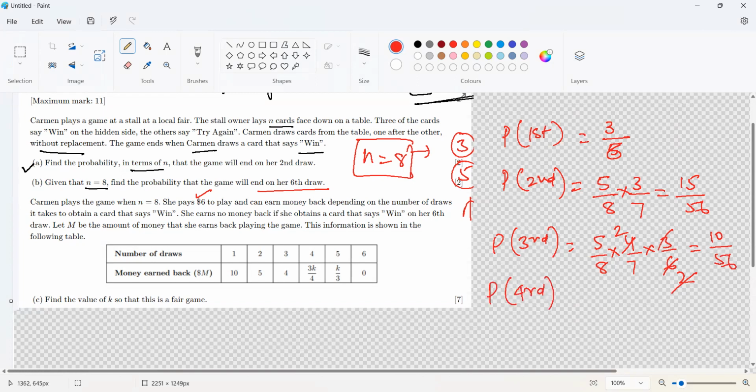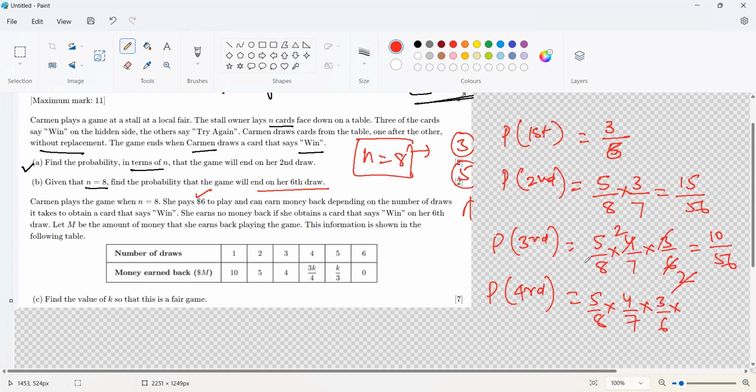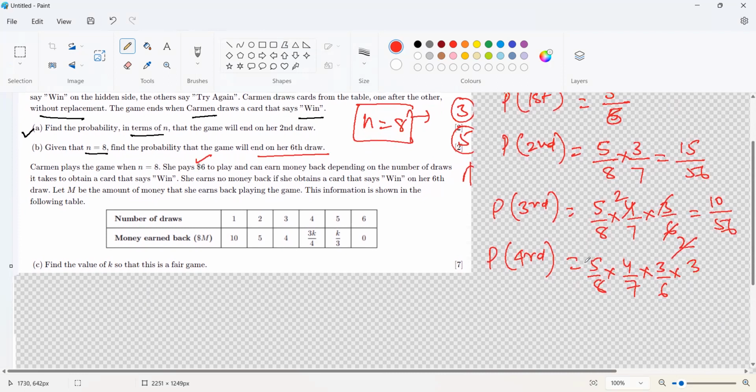Win in the fourth. So lose in the first three, which is 5 over 8, 4 over 7, 3 over 6. This is the losing in the first three and winning in the fourth. So see, we have 3 winning cards. Now, how many cards are left? 5 cards, because the first 3 are used. So we have 5 cards now. 5 cross 3 times 2, 6, 2, 2, 4. This is 6 upon 56.